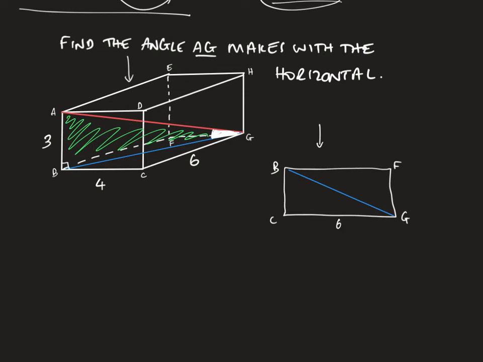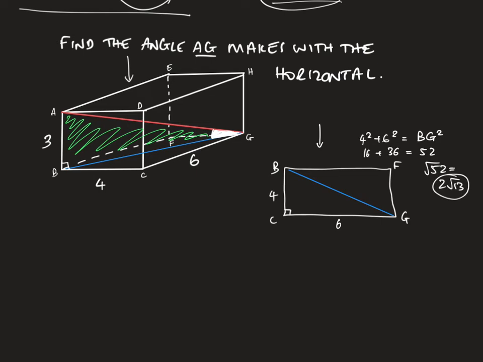We know that this length here is 6 and this length here is 4. So we can actually use Pythagoras to find this. So what we do is we go 4 squared plus 6 squared, which will give us the length BG squared. 4 squared, of course, is 16. 6 squared is 36. So 16 plus 36 is 52. And we square root the 52, and I get the answer 2 root 13.